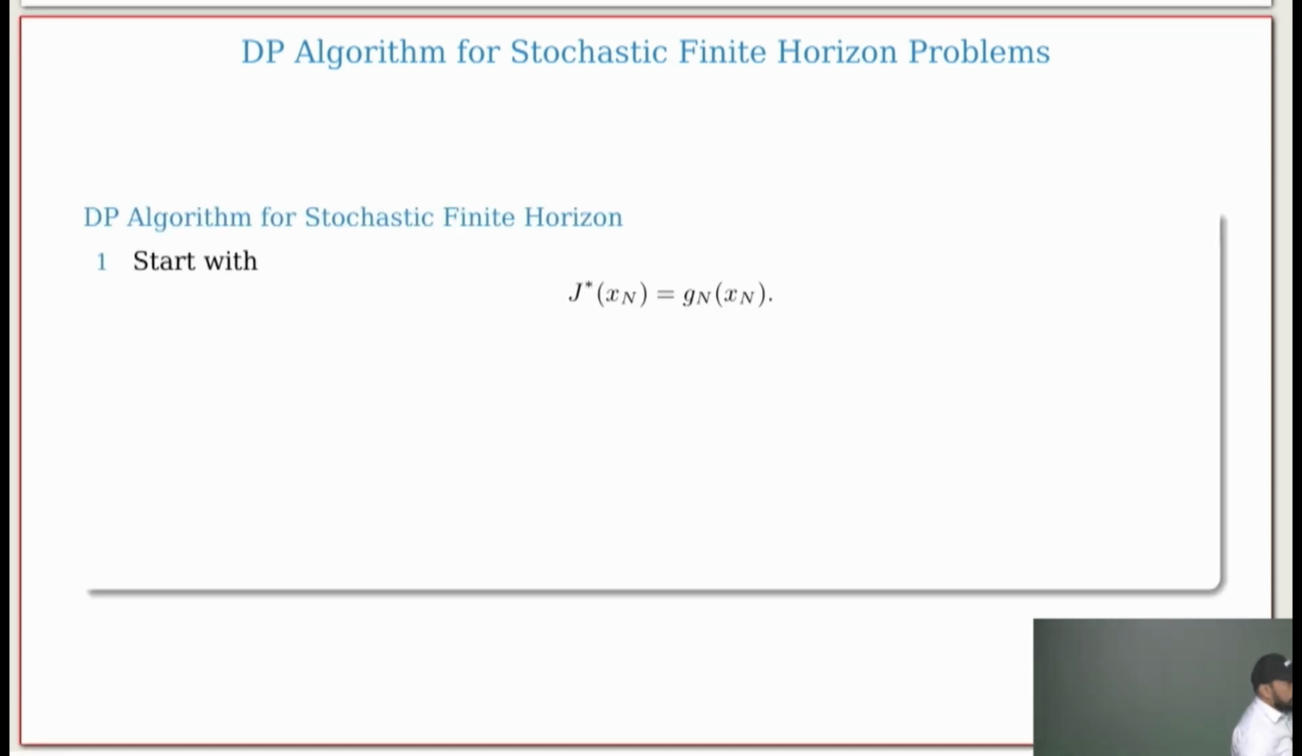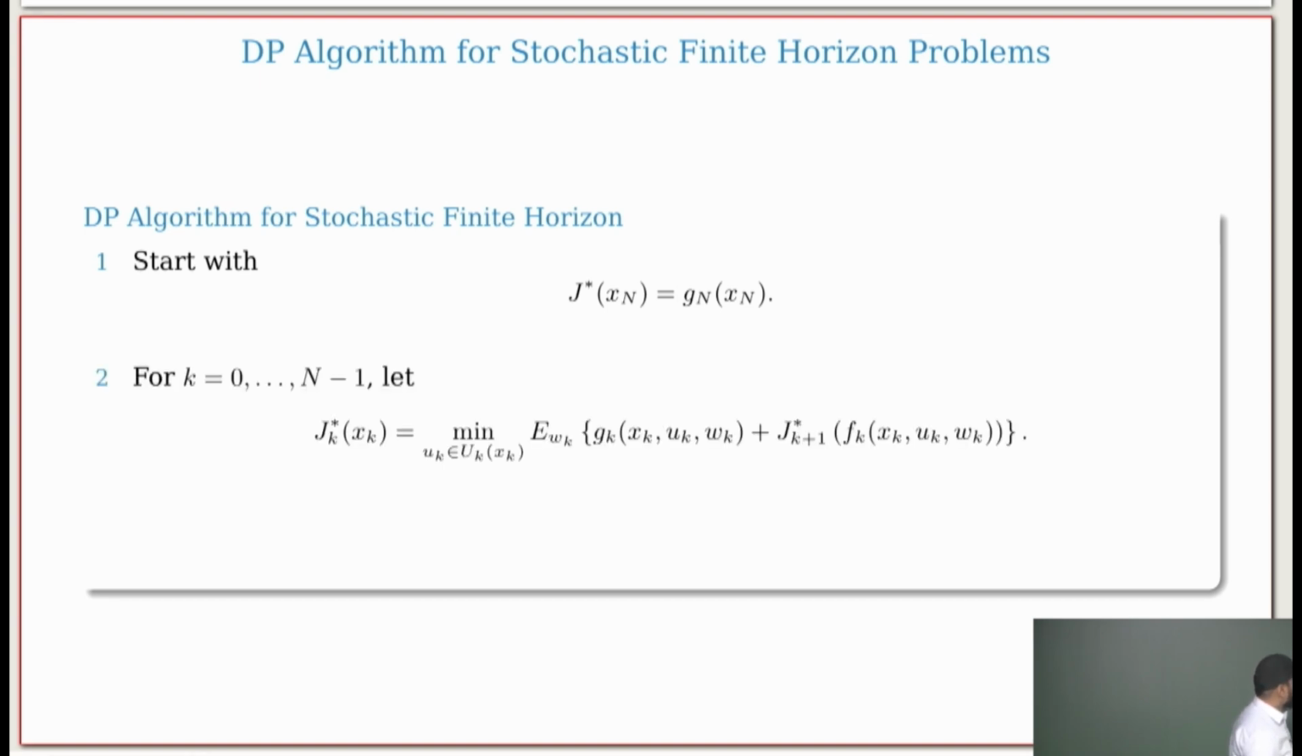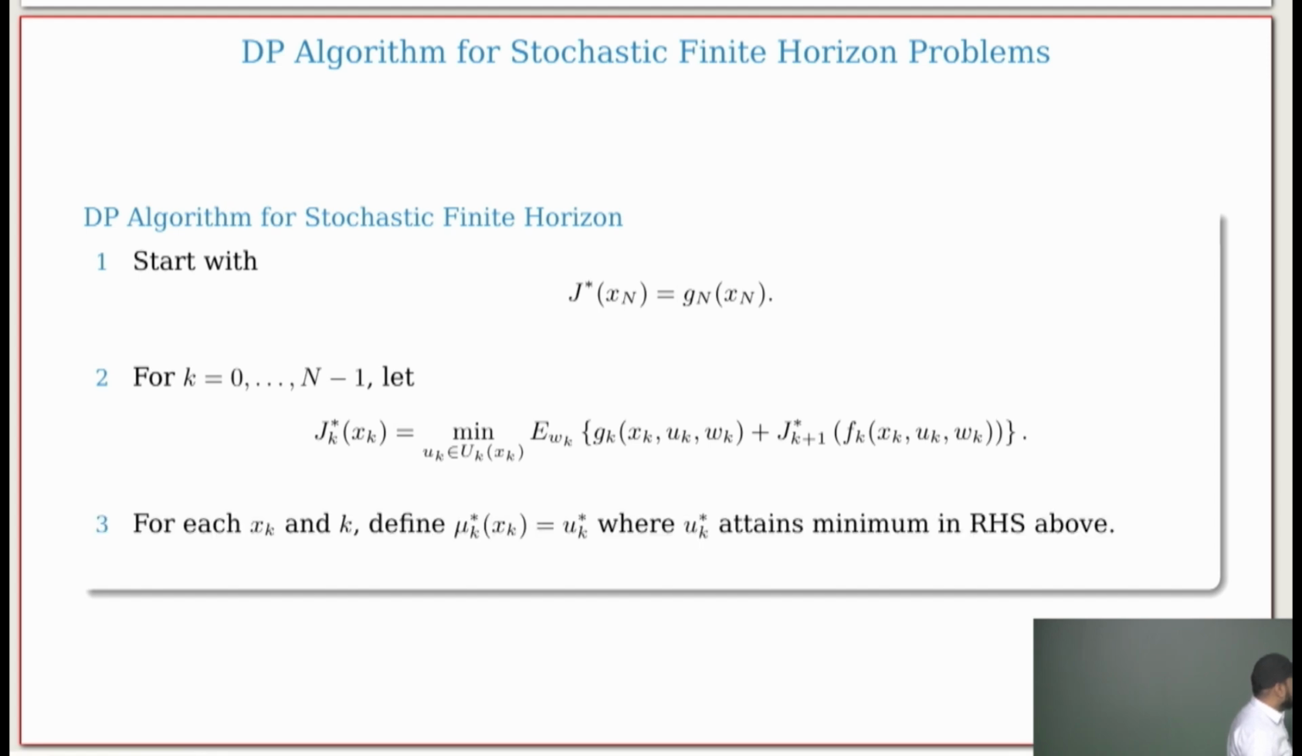So we saw the optimal policy, and then we can write down the stochastic DP algorithm just like in the deterministic case. We start with J star, and then for k equals 0 to n minus 1, this is the optimal cost, and the one for which this minimum is achieved, we call the optimal policy.